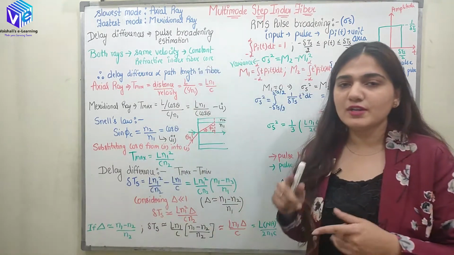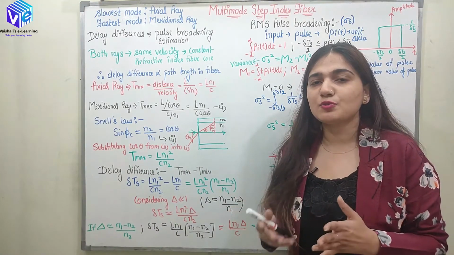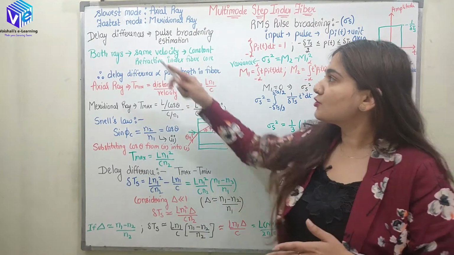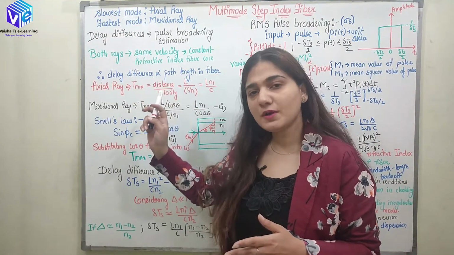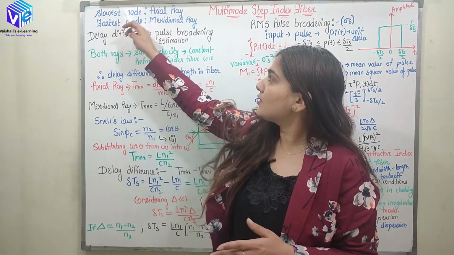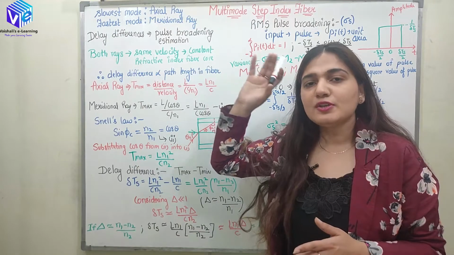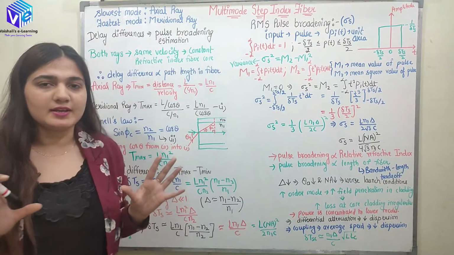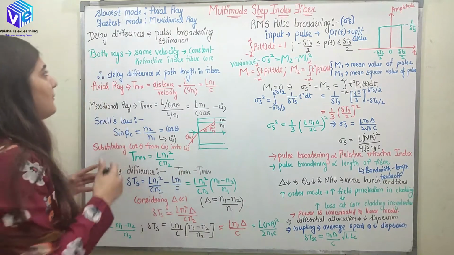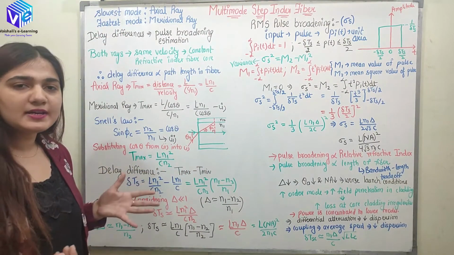First of all, we should know which is the slowest pulse and which one is the fastest pulse. The slowest pulse gives me the slowest mode, and the slowest mode is given by the axial ray. We all know what an axial ray is, and we all know what a meridional ray is. Coming to the fastest mode, the fastest mode is the meridional ray.